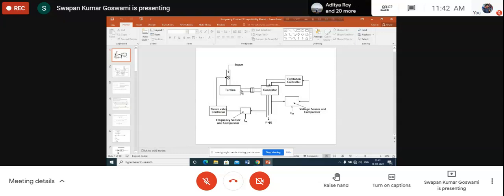Similarly, the frequency control is rather slow. So slow is that within that time, the voltage control will be finished very early. So you can say that the control of frequency and the control of voltage are two totally independent processes. That means frequency control does not have any impact on the voltage control, and voltage control also does not have any impact on the frequency control.